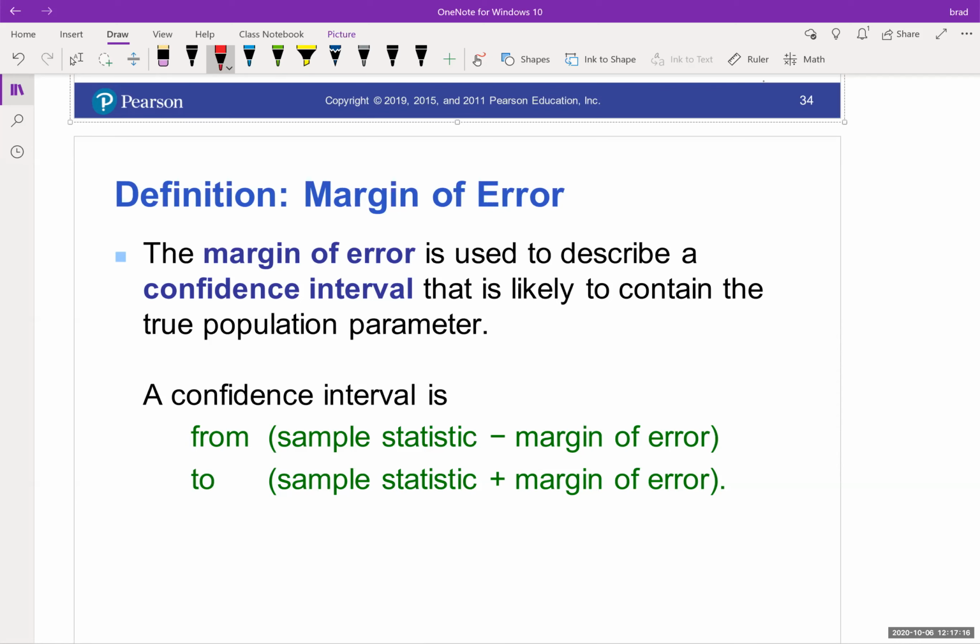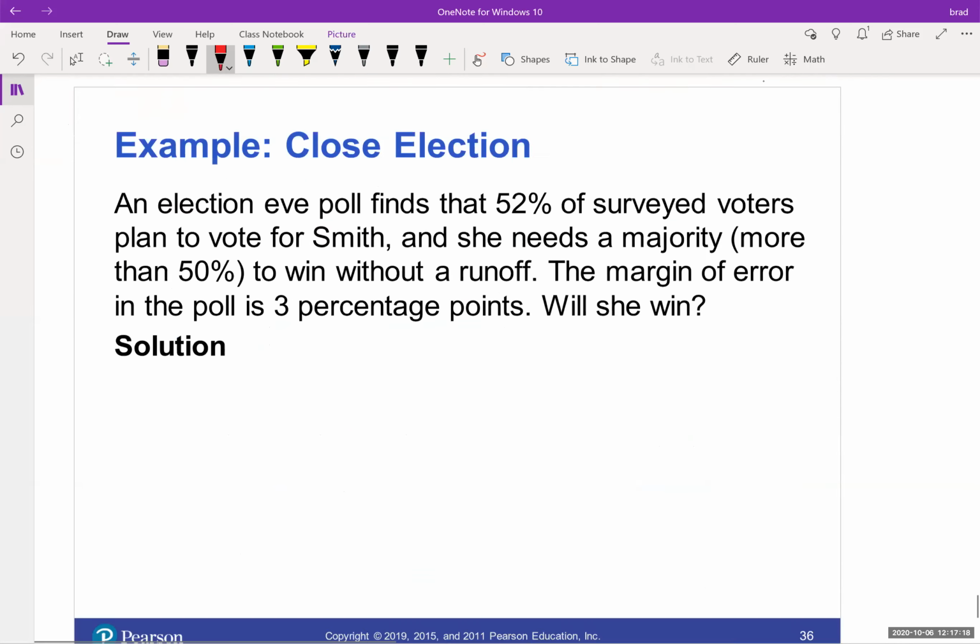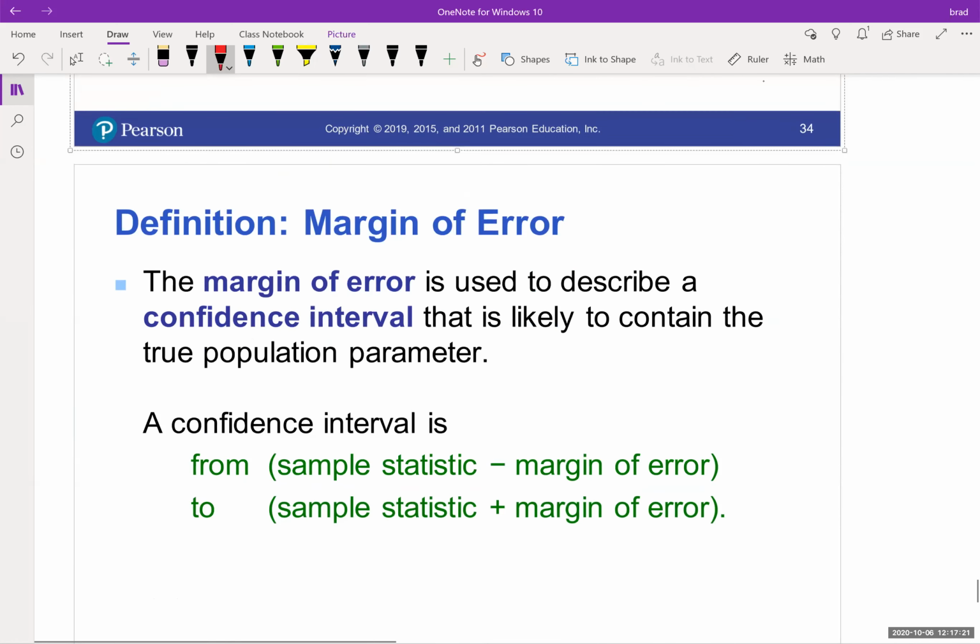Last little thing, I think this is our last two slides. Yeah, okay, good. And these are pretty straightforward. Margin of error is used to describe the confidence interval that is likely to contain the true population parameter. So all you do is you take the sample statistic, whatever value you're talking about, like if you're saying 22 ears of corn seem to be infected with this residue, you subtract the margin of error and you add the margin of error to the sample statistic. Okay, so it's like you do a plus minus.